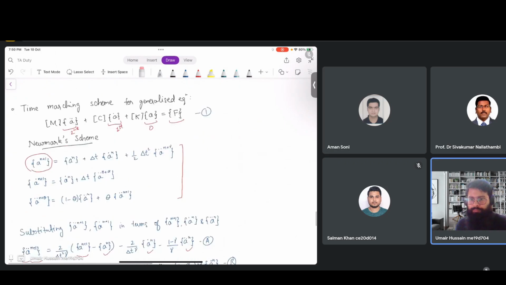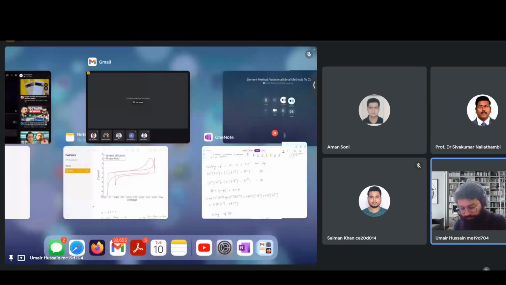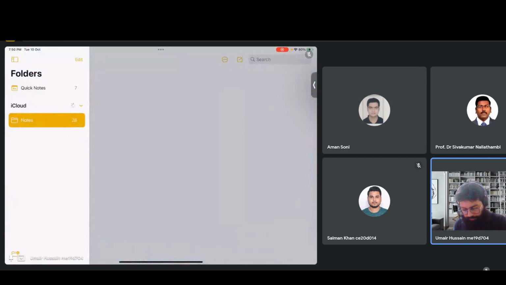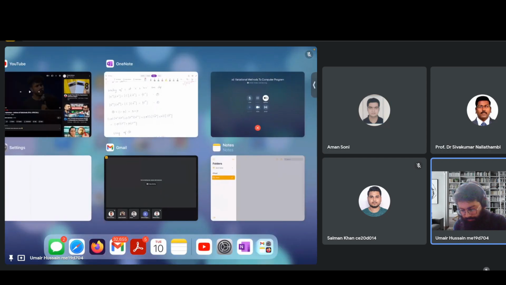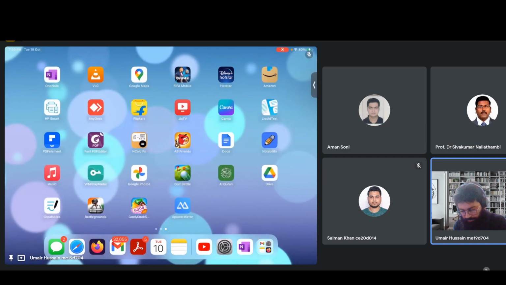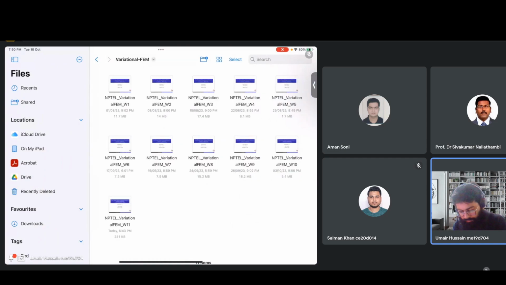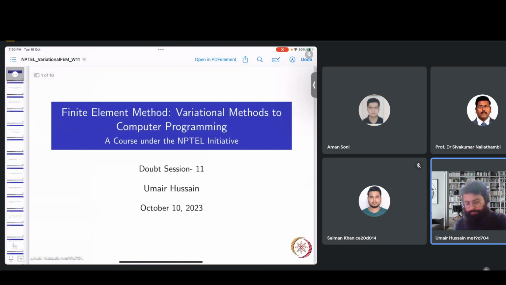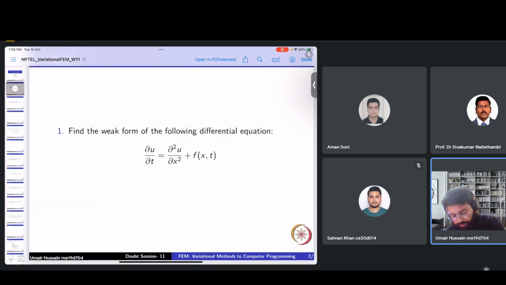Okay. So if there's no doubt, then we'll just start discussing some problems. We have a time dependent problem. We'll try to find the weak form and even try to approximate the solution.